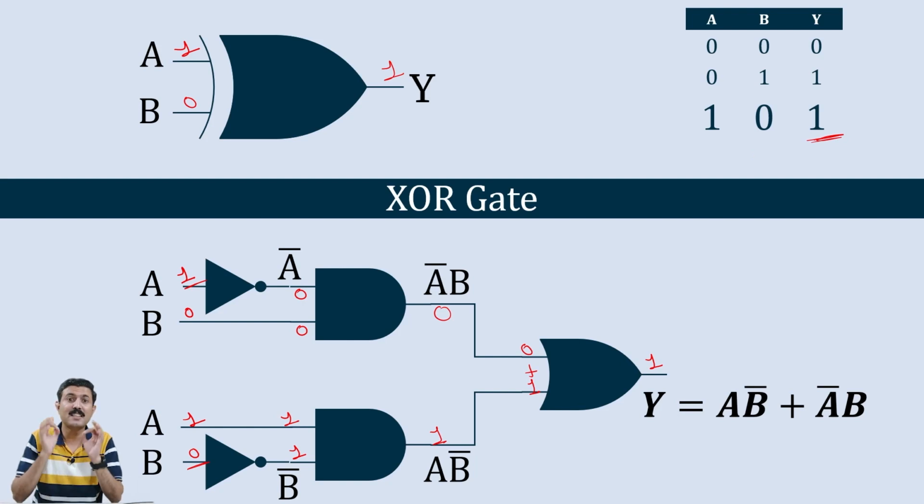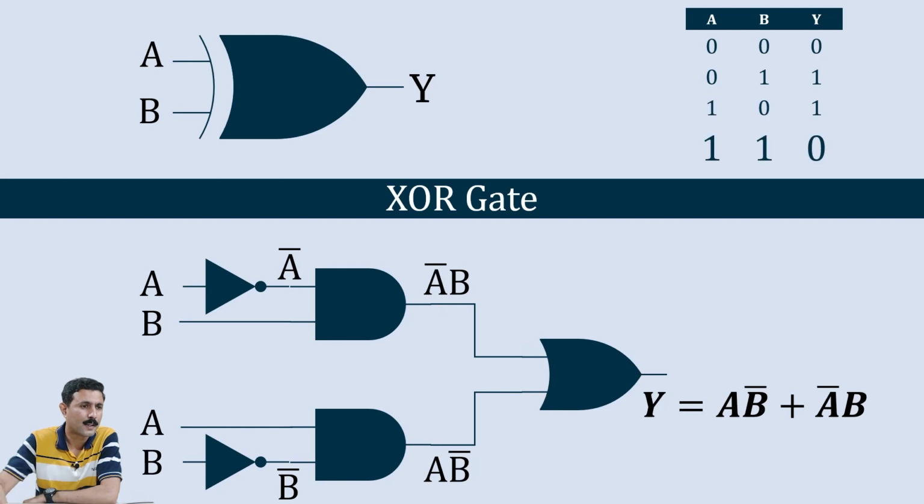So here you can see this thing clearly. When the two inputs to this XOR gate are different, the output is 1. Now we have the final combination, that is 1, 1. Here it is 1, here it is 1, the output is 0.